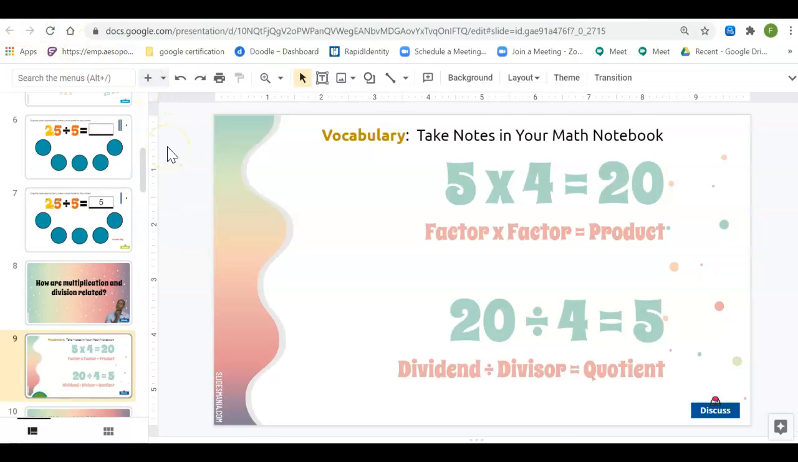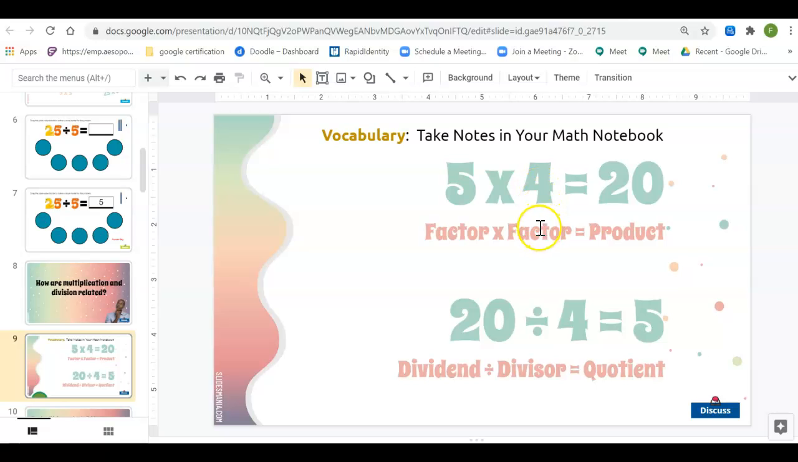So on our next slide here, we've got some vocabulary that you're going to need to take notes on in your notebook. So if you don't already have your math notebook out, go ahead and get your math notebook out. And I'm going to want you to write these down in your notebook. 5 times 4 equals 20. That's just an example. And the 5 right here is what we call a factor. Okay, the 4 is a factor.